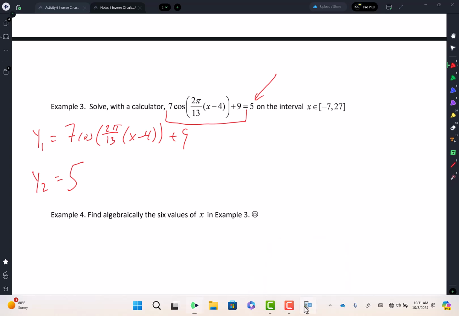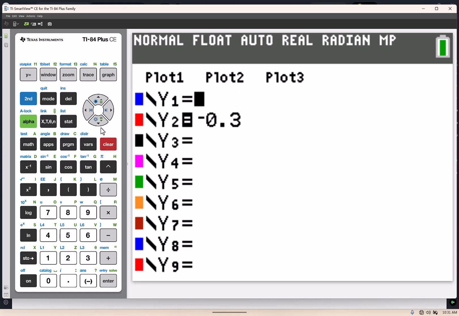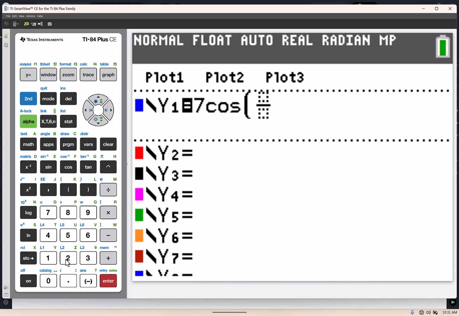Type that in, guys. Go ahead and take your calculator. Go to your Y1, and you guys are going to guide me. Give me my equation. 7. Give me the equation, guys. 7 cosine. I'm going to use the alpha for the fraction here. 2 pi over what? 13. And then I'm going to open a parenthesis. What do I write? X minus 4. Close it twice. And then what do I write? Plus 9.